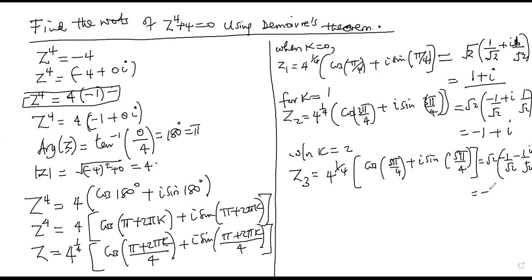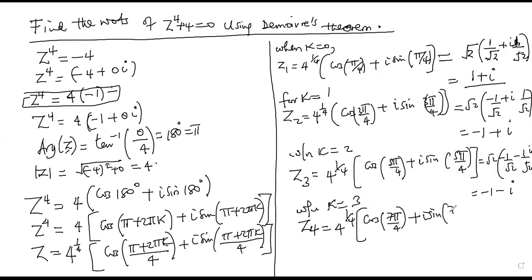This is going to be negative 1 minus i. When k is 3, we shall get our last value, Z4, because we are looking for the fourth root. So Z4 is the 4th root of 4, which is root 2, into, now when k is 3, it means that this would be 6 pi plus pi, which would be 7 pi. So here we shall have cos 7 pi over 4 plus i sine 7 pi over 4.